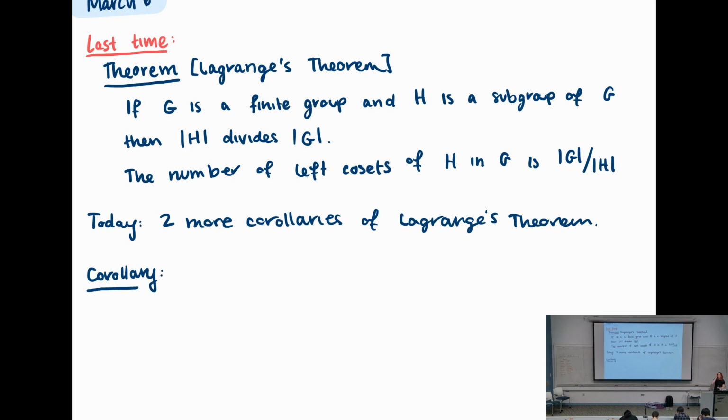For the first one, I'm going to have you fill in the blank of what this is saying. The statement is that groups of prime order are, and then you will fill in the blank. I'll give you a few minutes to think about what this statement should say and what its proof is, and your hint is that this is a corollary of Lagrange's theorem.